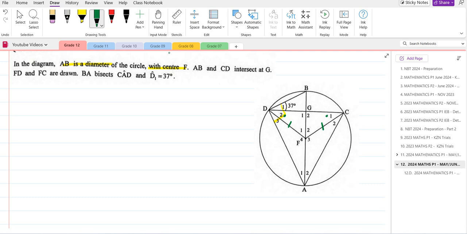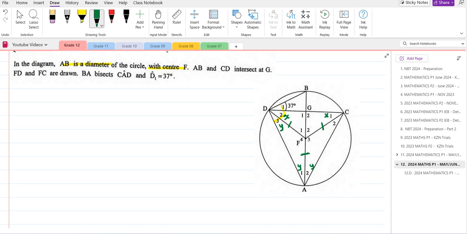BA bisects angle CAD, very important information. So those angles are also equal. Now remember these are radii, so those are equal as well: AF equals DF equals GF. This angle and this angle, why am I putting dots here? Let's put X, X, Y, Y. So obviously this will be Y here.